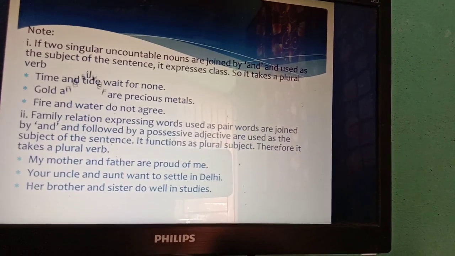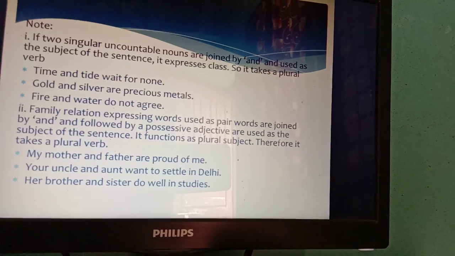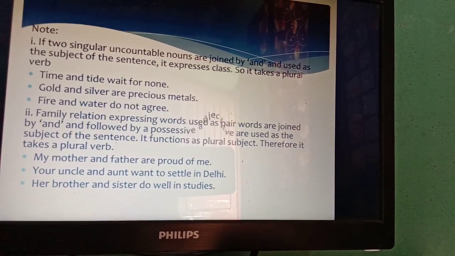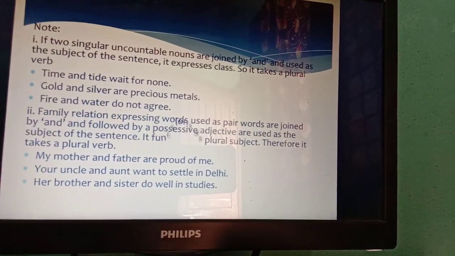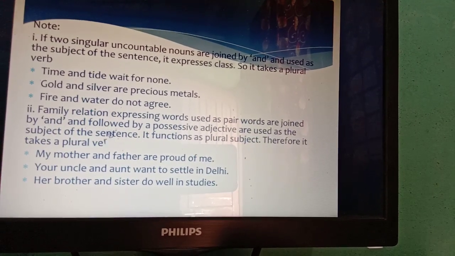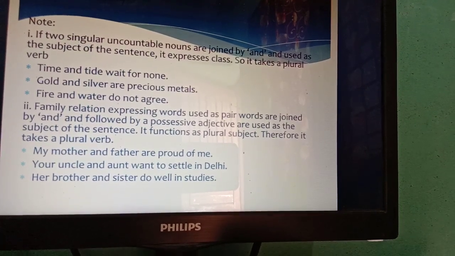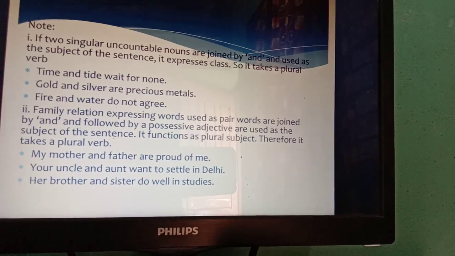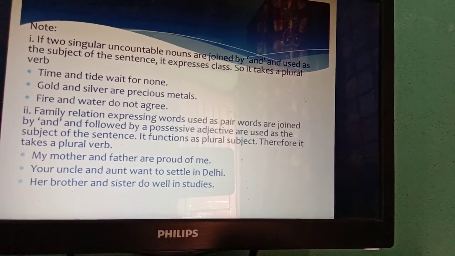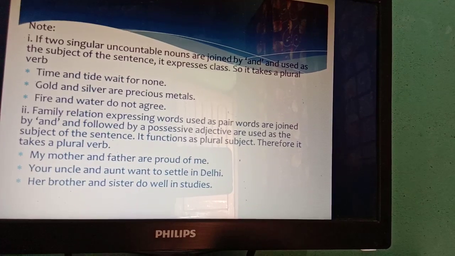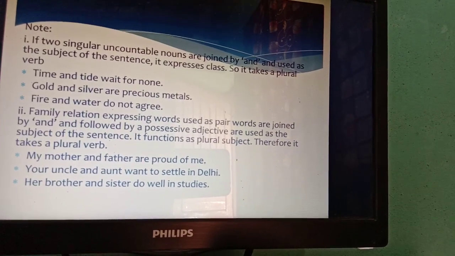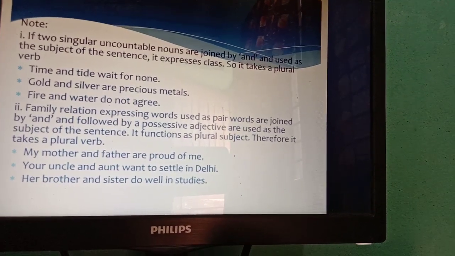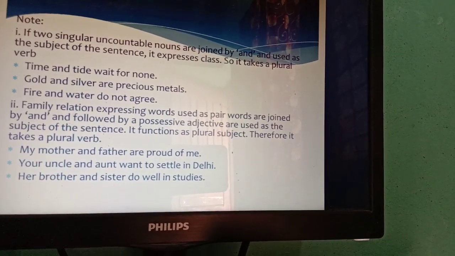Now let us come to the second rule. The family relation expressing words used as a pair. Pair words are joined by "and" and followed by possessive adjectives. So when family relation words are used as a pair, joined by "and" and preceded by other words, we use them followed or preceded by possessive adjectives.